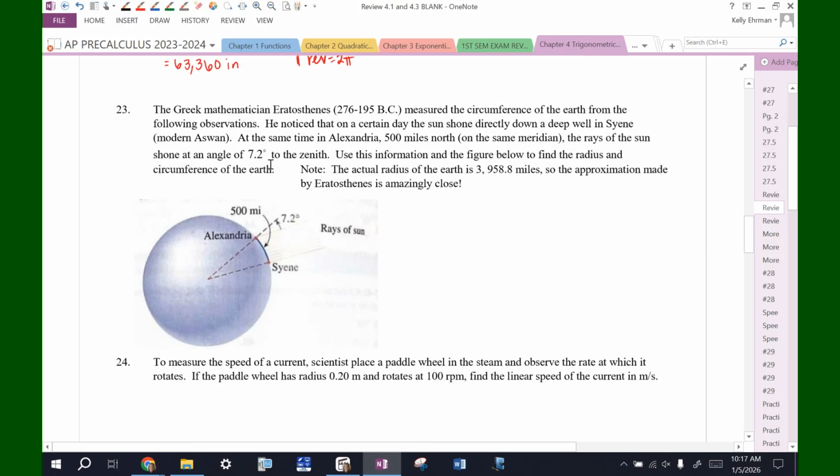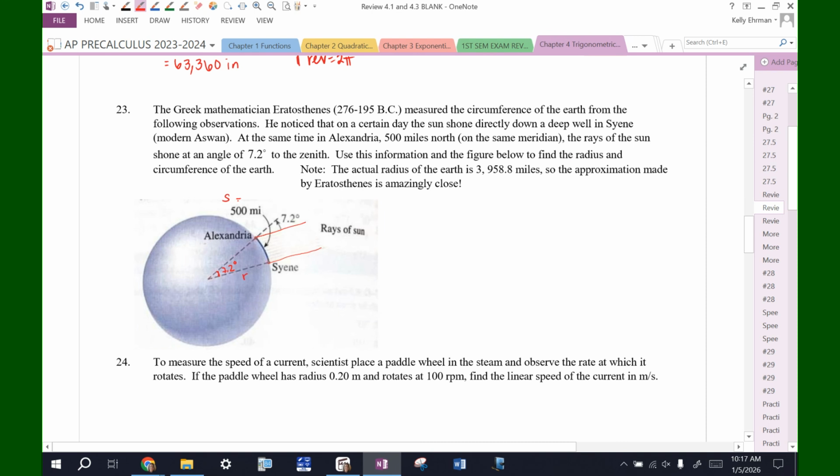shone at an angle of 7.2 degrees to the zenith. So, okay, this is hard to see right here, but see how there's this little line right here that this is being measured from? That is parallel to this line here. So if this is 7.2, so is this little angle right there. That seems important. 500 miles is an arc length, because it's this curved distance on the Earth. Use this information and the figure below to find the radius and the circumference of the Earth.